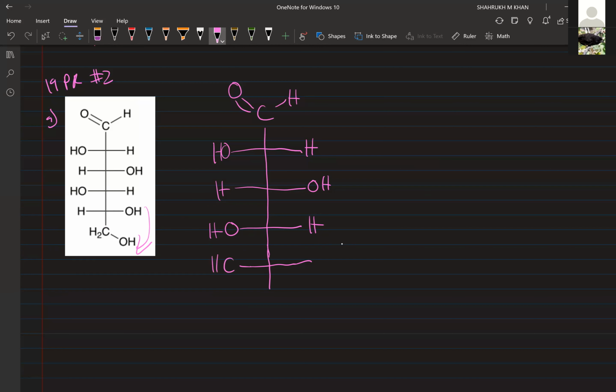Then that would mean this is the CH2OH group. This is now our hydrogen, because that moved over that way. And this is going to be our OH. And now it'll always be easy to remember what is going to be what.